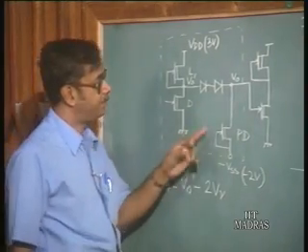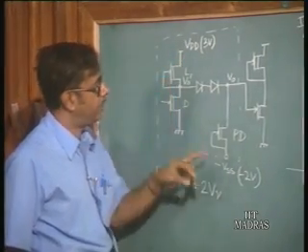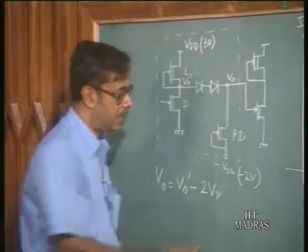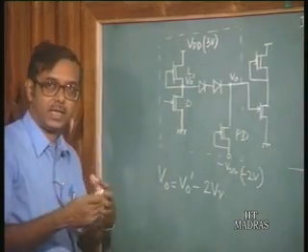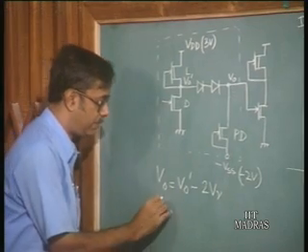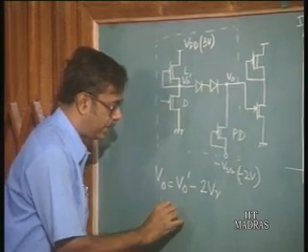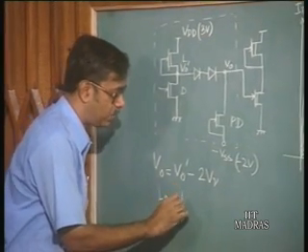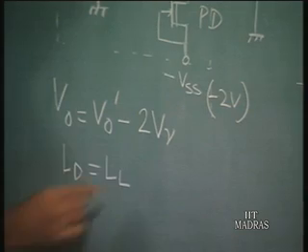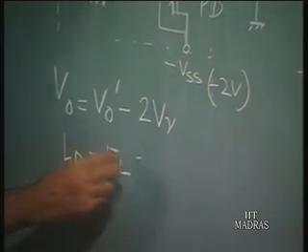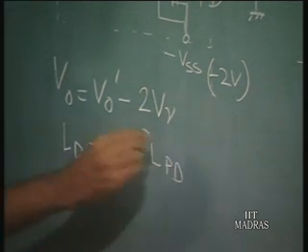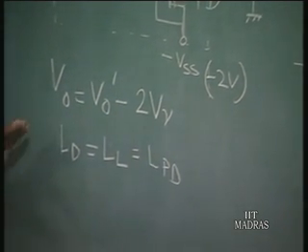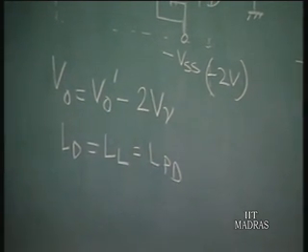Okay. So, you have VDD minus VSS. Now, as we have already said, the channel length of each transistor is always maintained at the minimum value. So, we have the driver transistor length equal to the load transistor length, which is equal to the pull down transistor length. But the width of the transistors will be adjusted.